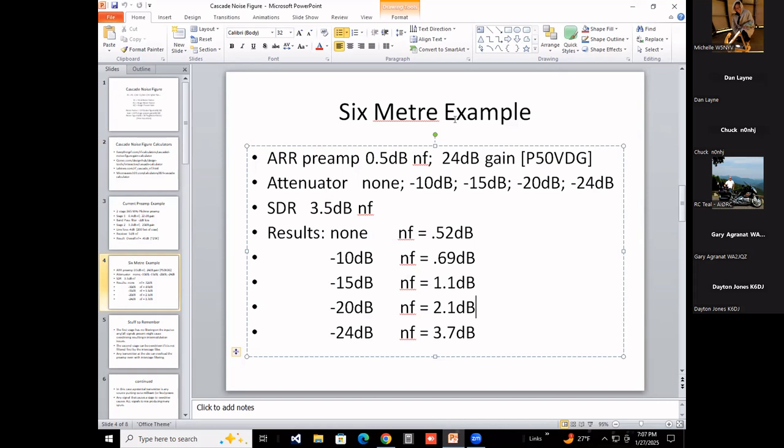But on 6 meters, it doesn't make any difference whatsoever anyway, because the noise coming in on the antenna determines the signal to noise ratio. It's much higher than this 3.5 dB noise figure of the SDR. So that being the case, noise figure is not an issue. So going on a little bit, if that answers your question? Yep. Hope so. Okay. Let's have a small comment, Ray. Yeah, go ahead.